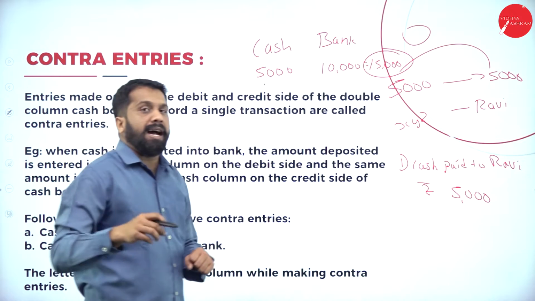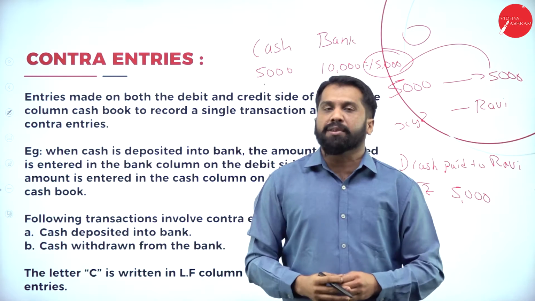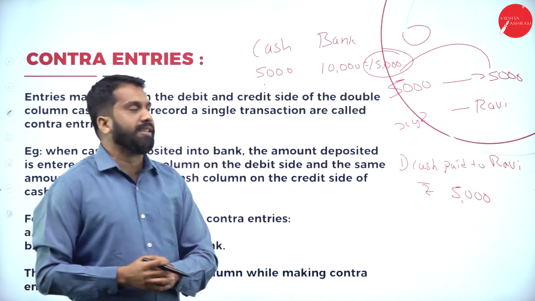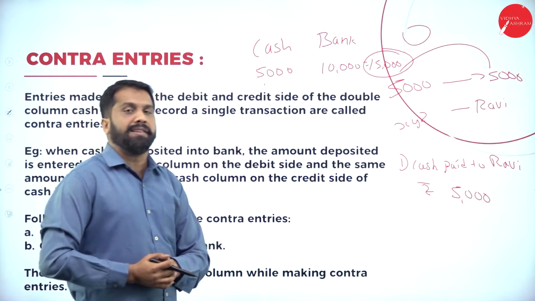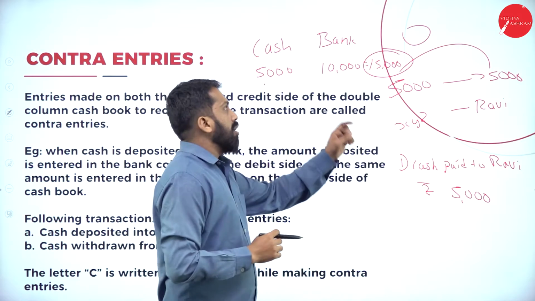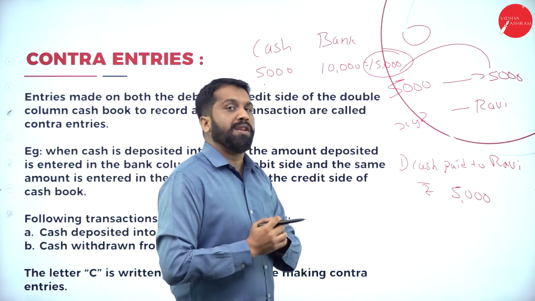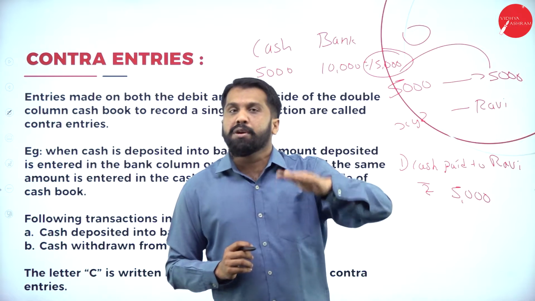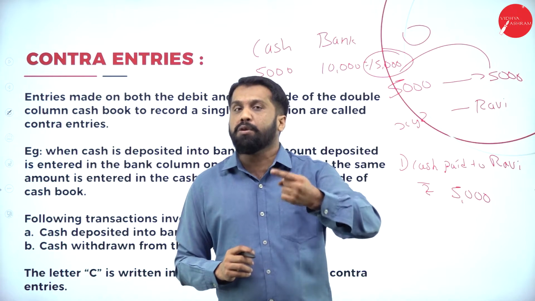15,000 you have. In your pocket, you have 5,000 worth of cash, and in your bank account, you have 10,000 rupees. Total, you have 15,000. Now, out of 15,000, 5,000 you have given to Ravi. Again, we'll go back to the same example. How much do you have now? You have 10,000. Why? Because 5,000 reduced. Why is it reduced? Because 5,000 you have given to a third person, an outsider.